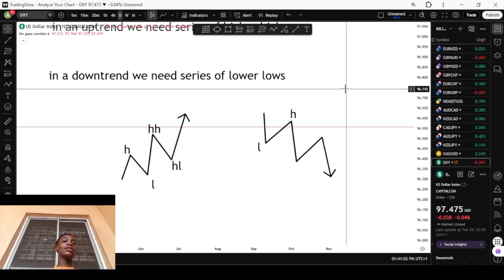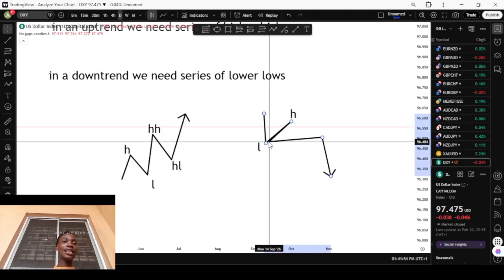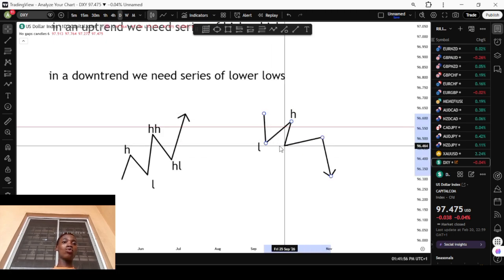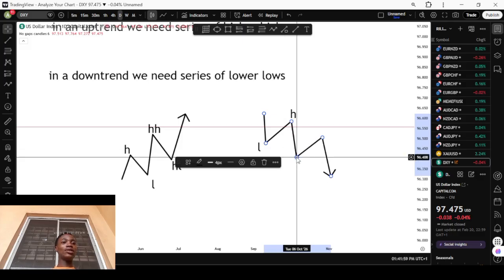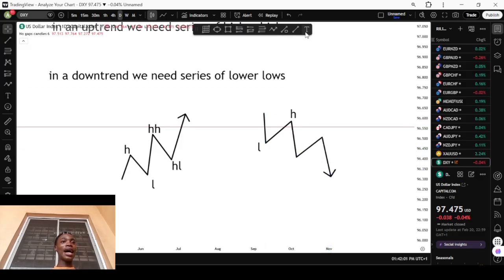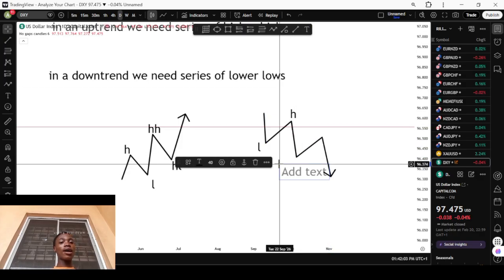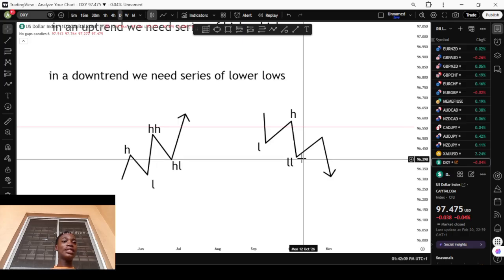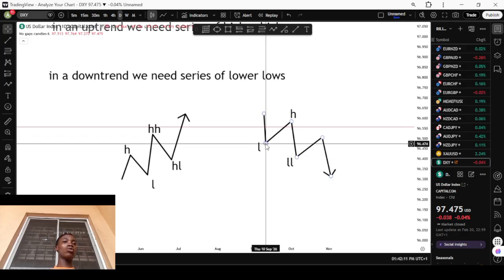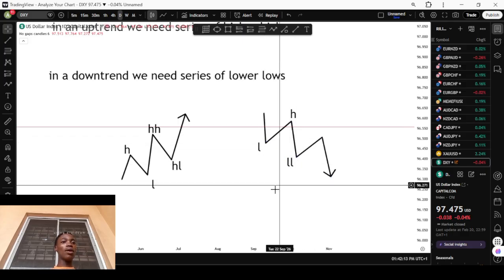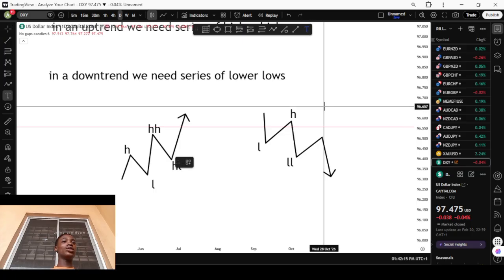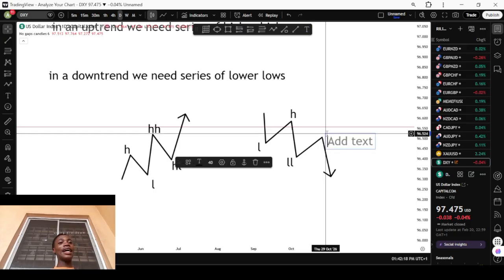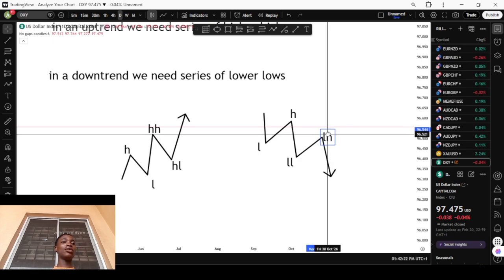After that, you can see clearly that the market breaks below the previous low. That is why it's going to be written as LL, lower low, because this low is lower than the previous low. This is going to be the lower low. After that, the market needs to retrace a little bit before having the next push, and that is going to be lower high. As easy as that, lower high.